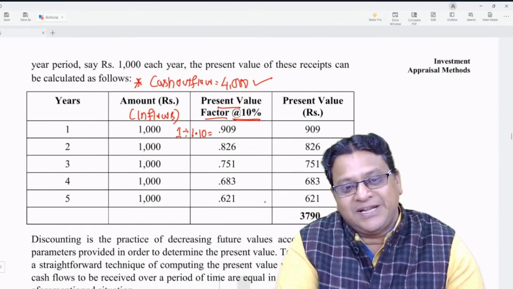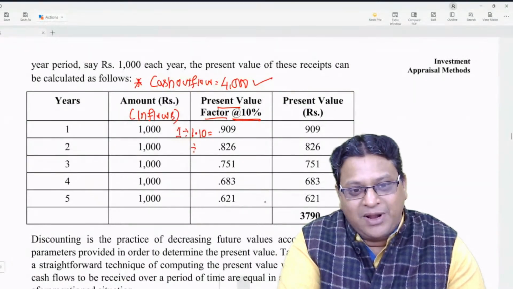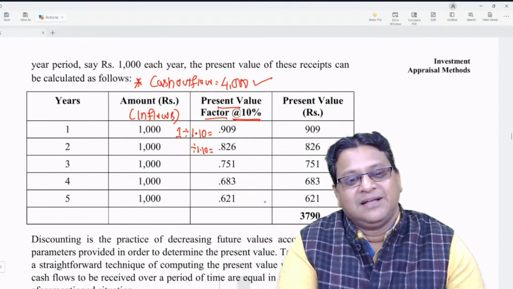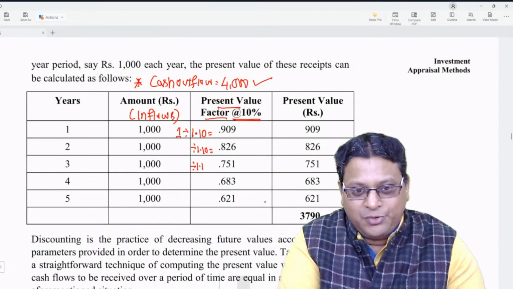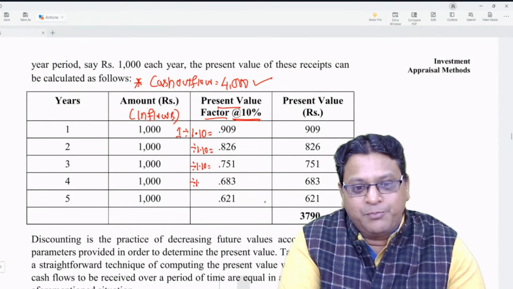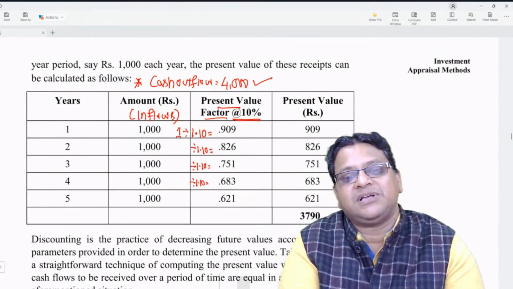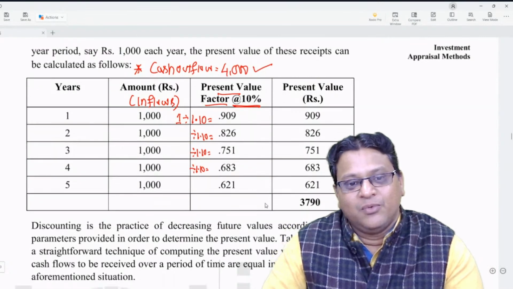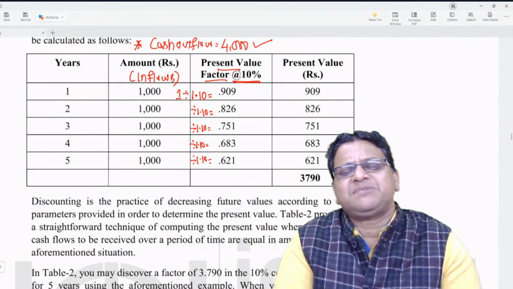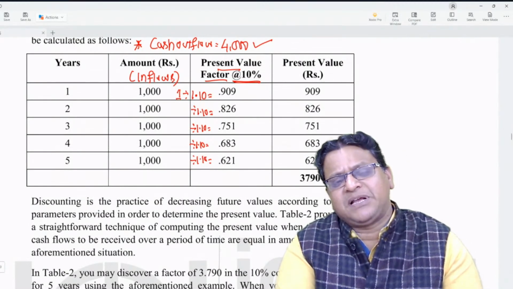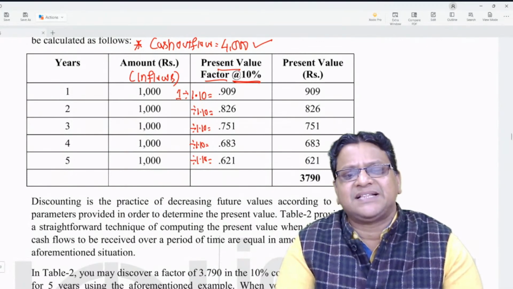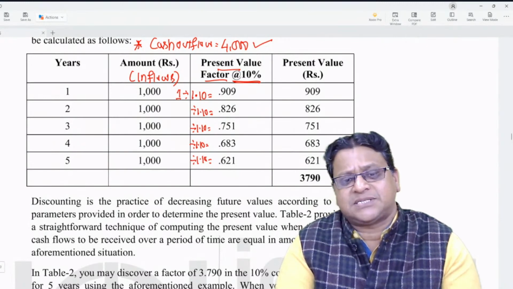If we further divide 0.909 by 1.10, we get the present value factor for the second year. If we further divide by 1.10, we get the factor for the third year. If again we divide by 1.10, we get it for the fourth year. If we divide again by 1.10, we get it for the fifth year. What do these figures mean? 0.909, 0.826, 0.751, 0.683, 0.621. What do these figures mean?